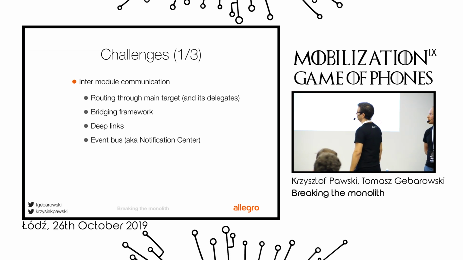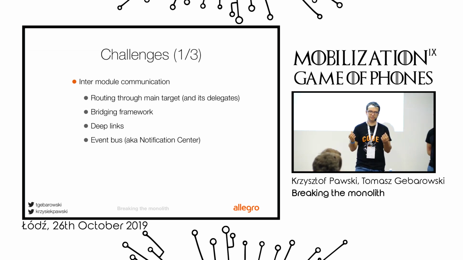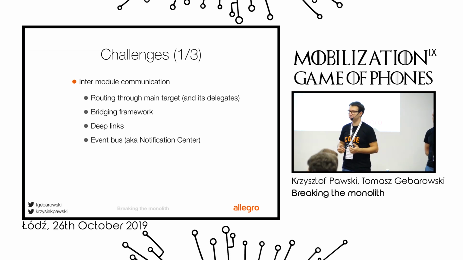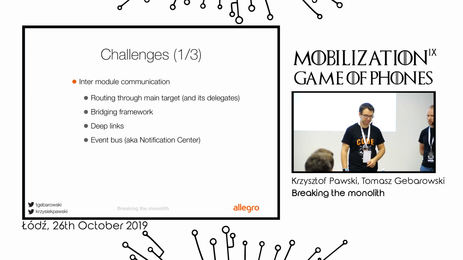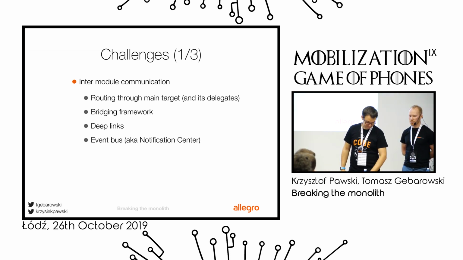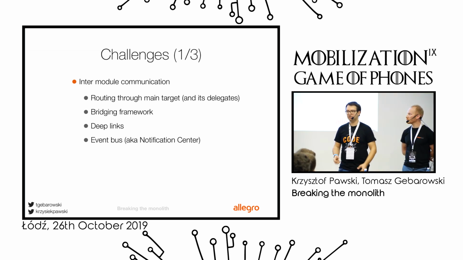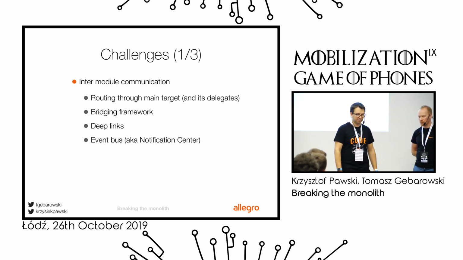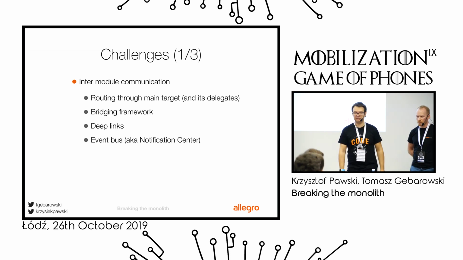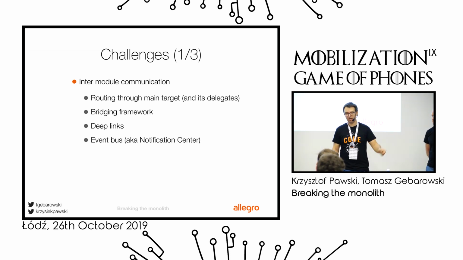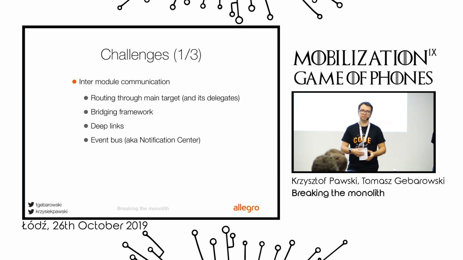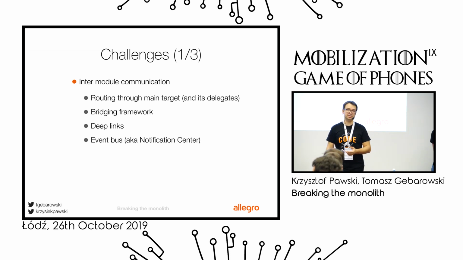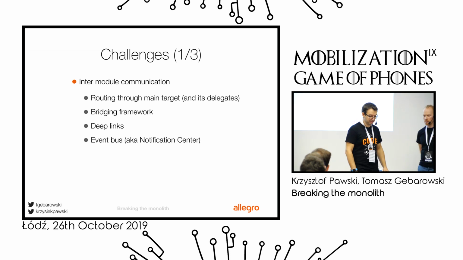Then we also considered bridging frameworks, the frameworks that are extracted to have some contract between the modules, and that bridging frameworks could be imported into modules, and from the outside we could inject the implementation. We also considered deep links, so some kind of string-based way of passing information. In fact, it worked for us in certain scenarios involving, for example, mapping the URLs that are known on the web. So, for example, go from the listing to offer details, where we could simply use deep links.